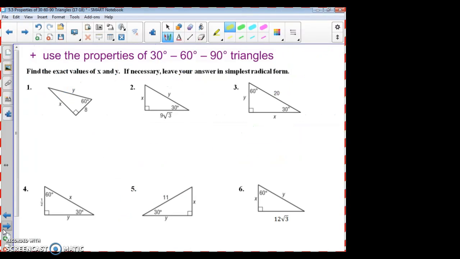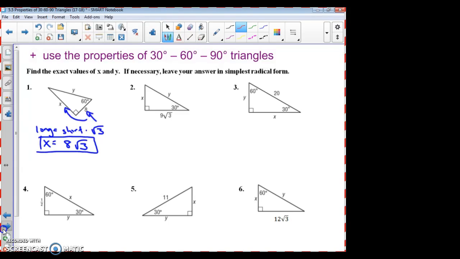So taking a look at question 1, we have the short leg, which has a length of 8. We know that finding the long leg has a relationship of the short leg times the square root of 3. So the long leg is unknown, the short leg is 8, and so the long leg ends up having a length of 8 square roots of 3.